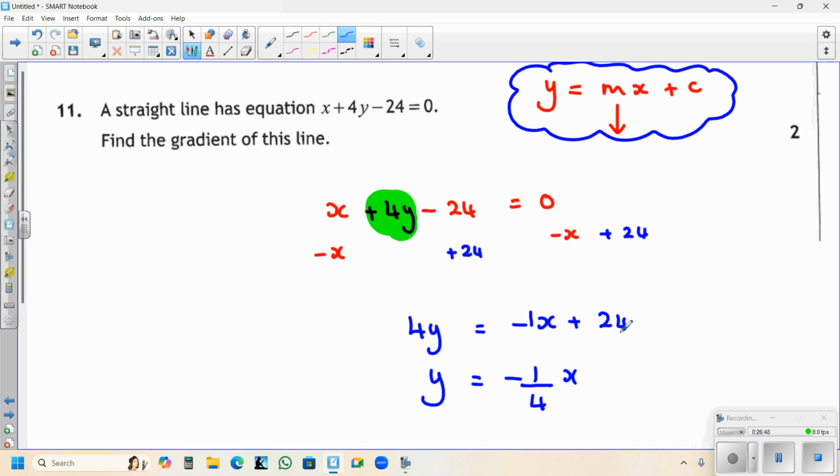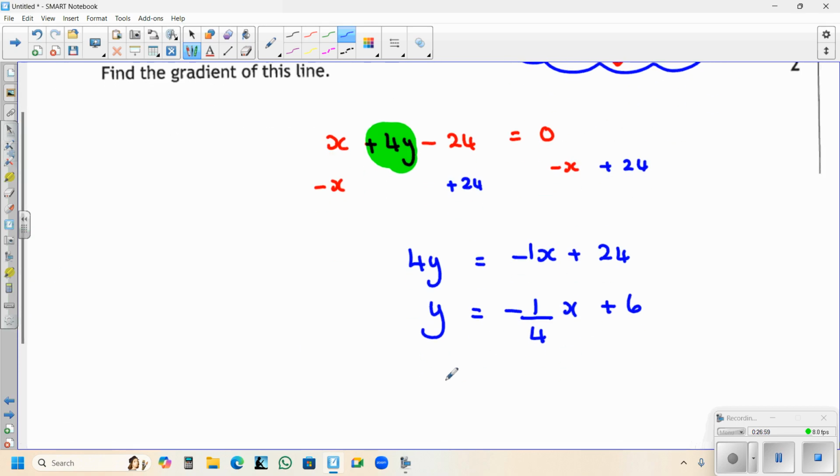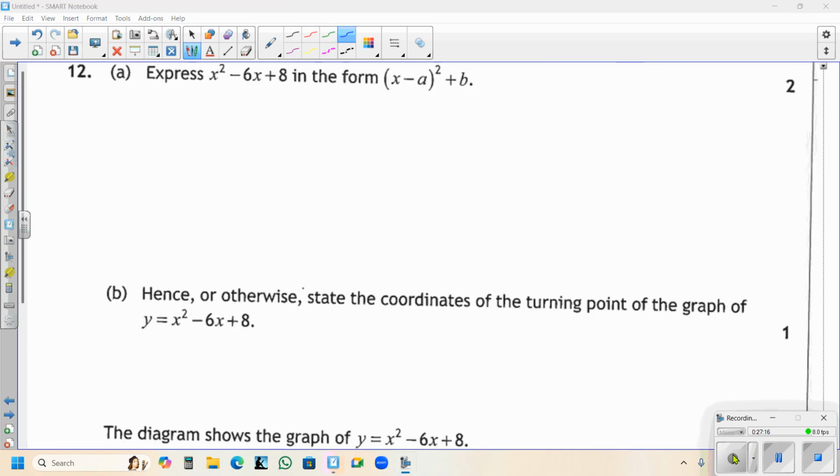24 is divisible by 4. 6 4s are 24, so that's plus 6. So I've now got y is equal to mx plus c. So the gradient of this line is equal to negative 1/4. Now sometimes it asks you the y-intercept or the coordinates of the y-intercept. Y-intercept would be 6, the coordinates would be 0, 6. But you weren't asked that, but sometimes you are.